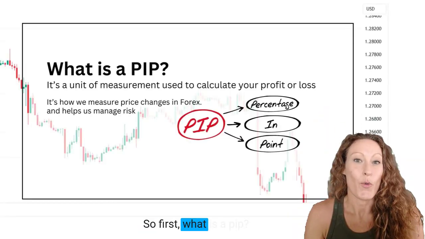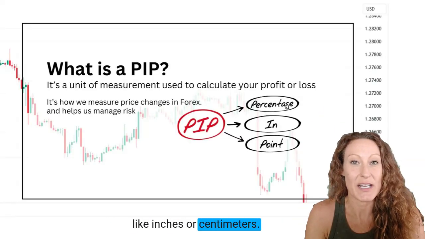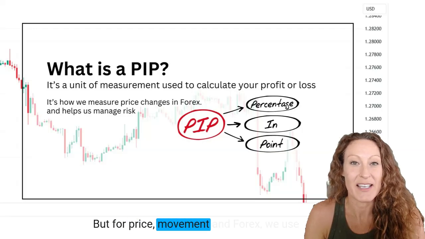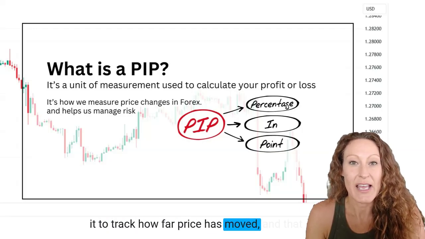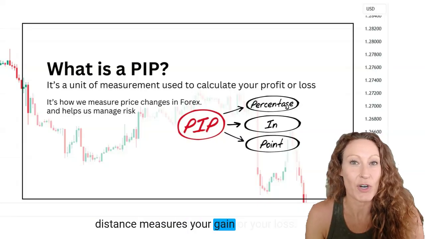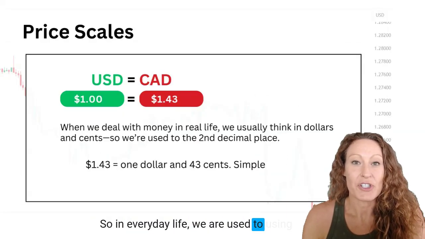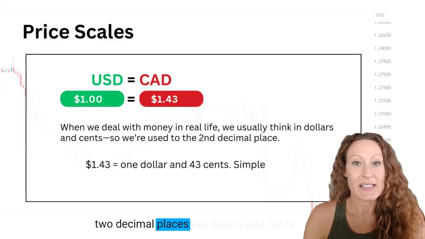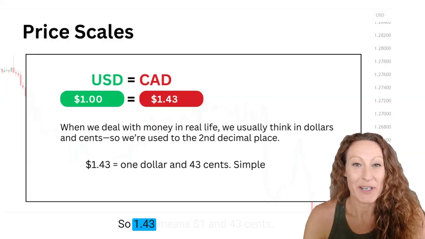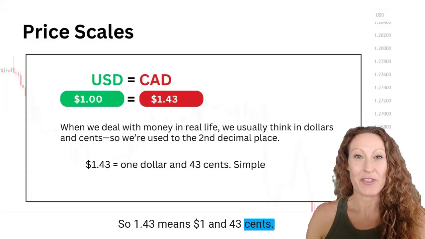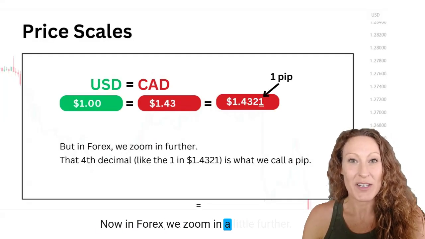So first, what is a pip? Well, a pip is a unit of measurement, like inches or centimeters, but for price movement. In Forex, we use it to track how far price has moved, and that distance measures your gain or your loss. So in everyday life, we're used to using 2 decimal places, like dollars and cents. So 1.43 means $1.43. Pretty simple.